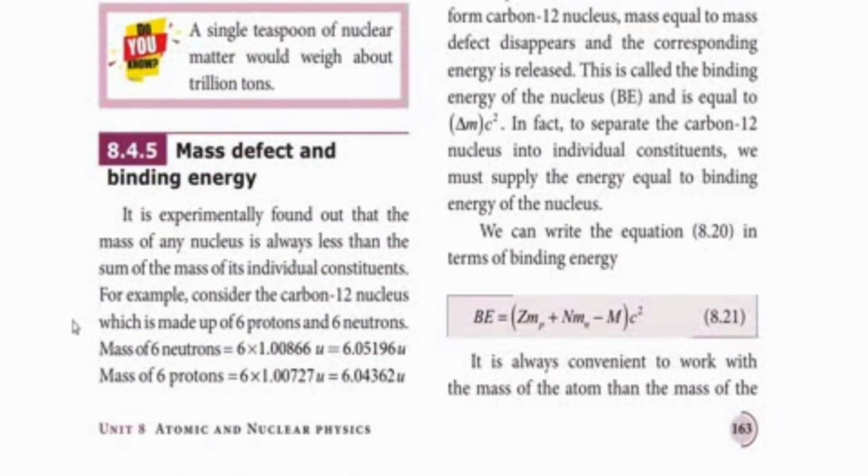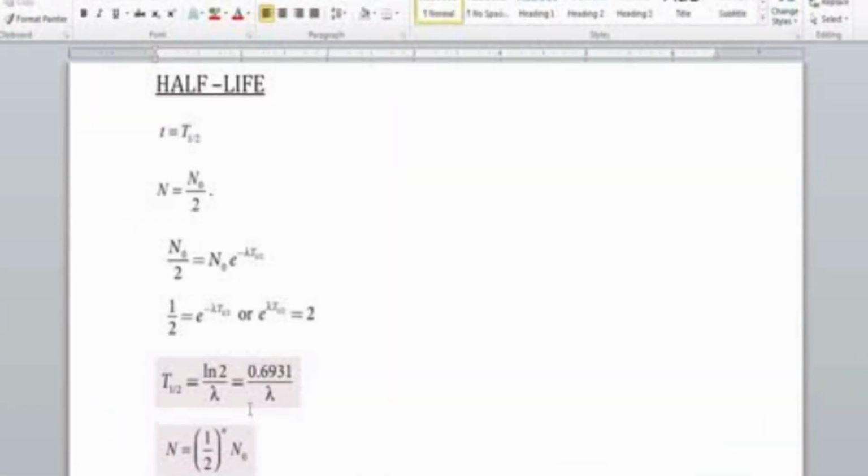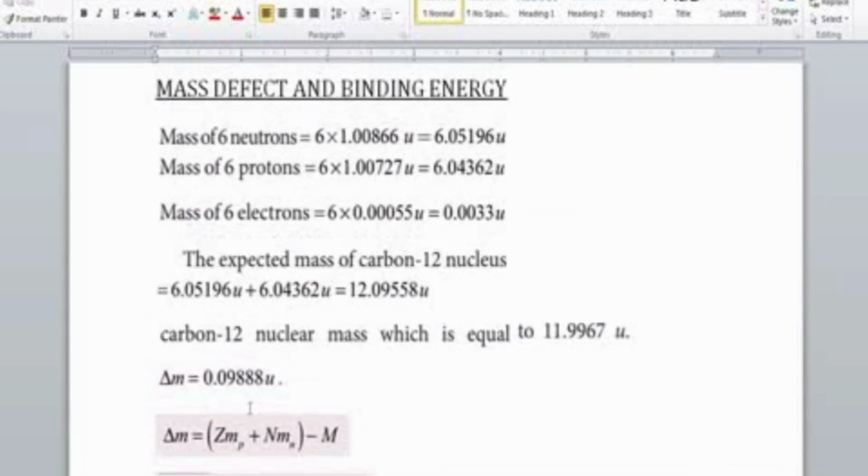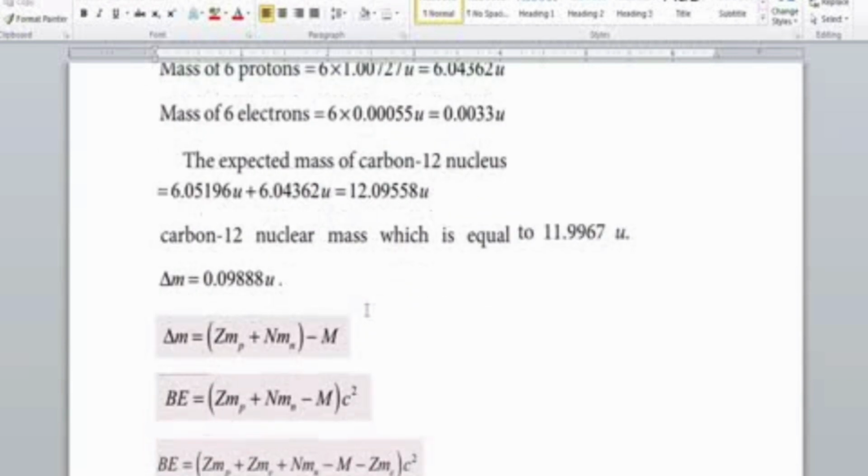Next, mass defect and binding energy. Let us consider the mass of the neutron: number of neutrons times neutron mass, number of protons times proton mass, plus electrons. Adding all these values, you get 12.095558 units. But the actual mass of carbon 12 is 11.9997. The difference between the calculated mass and the actual mass is 0.988 units. This difference in mass is called the mass defect or change in mass.